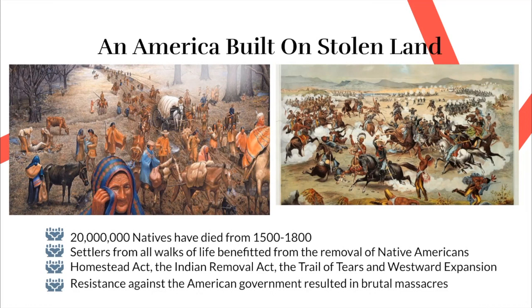America is not only built on slave labor, but it is also built on land that was stolen from Native Americans. The settling of what would eventually become the United States was a bloody affair. Between 1500 and 1800, as many as 20 million natives died over the course of a few centuries. Indigenous people were forced to negotiate their disposition through resistance, war, coercive treaties, theft, and massacre. The removal and relocation of Native Americans from their homes and sacred lands helped spur the American economy. Settlers from all walks of life, including homesteaders, farmers, ranchers, railroad workers, soldiers, hunters, and many more, all benefited from the Homestead Act, the Indian Removal Act, the Trail of Tears, and westward expansion.